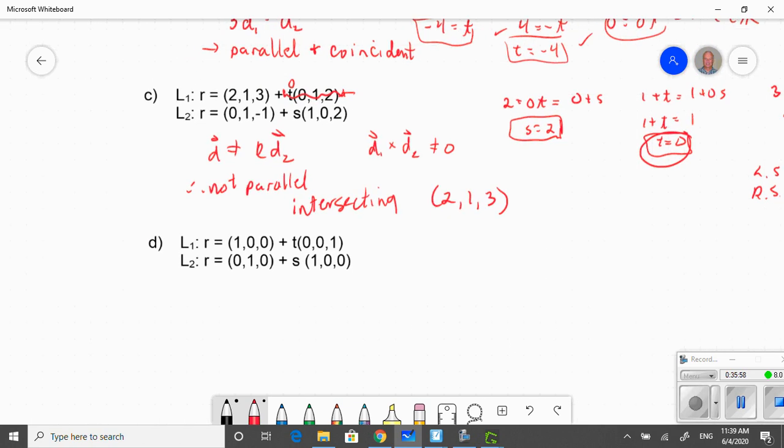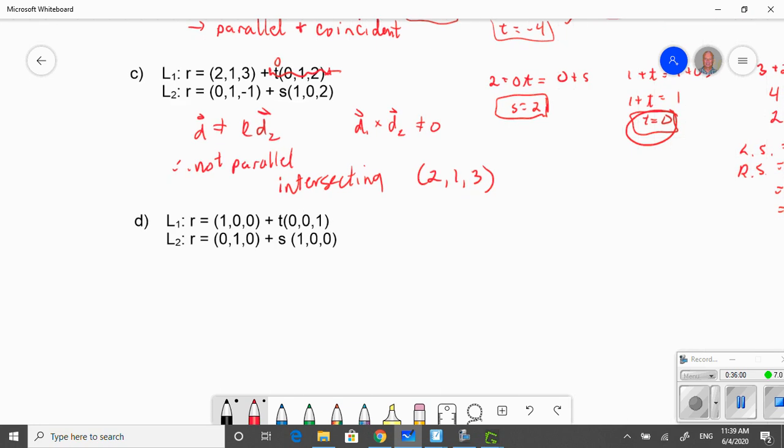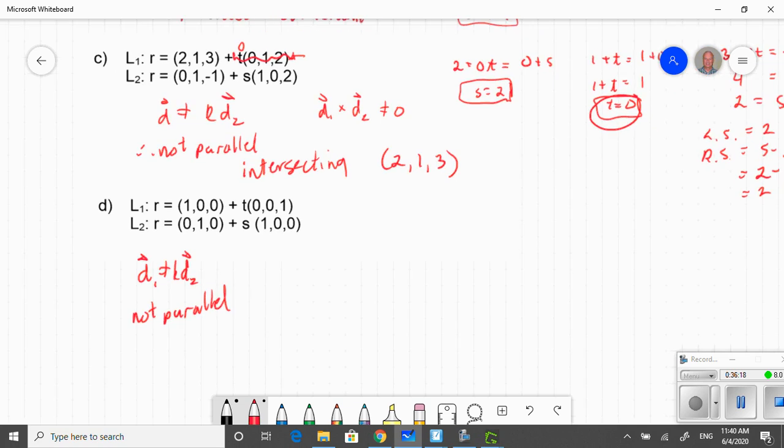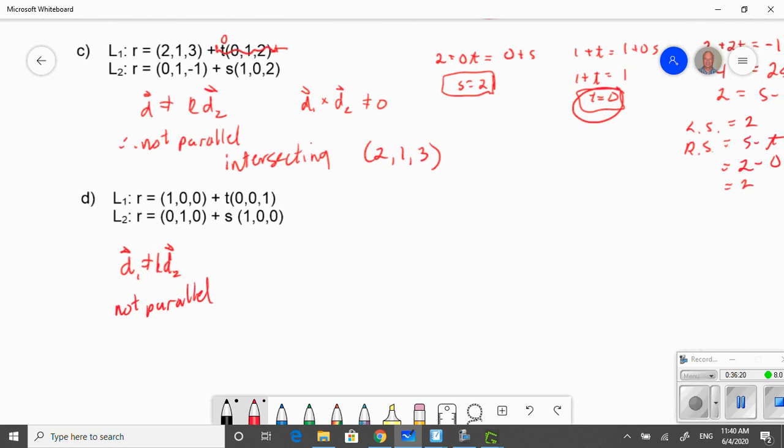Okay, and finally, the next one here, start with your direction vectors. Clearly d1 is not equal to a scalar multiple of d2, so they're not parallel. Let's try and set up my equation here. I bet you these ones are skew, but we're going to check our components here.